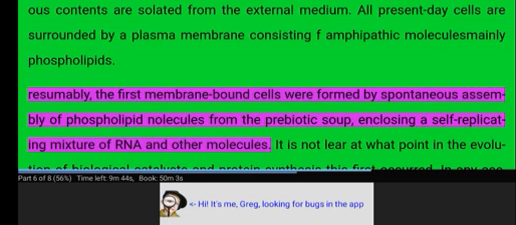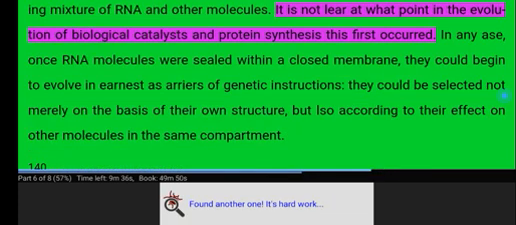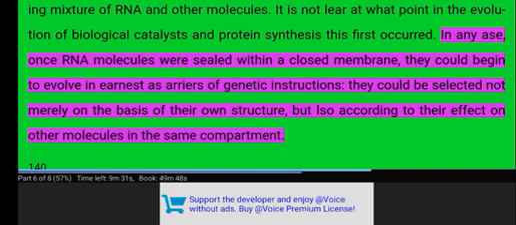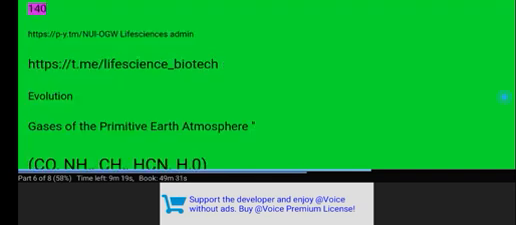Presumably, the first membrane-bound cells were formed by spontaneous assembly of phospholipid molecules from the prebiotic soup, enclosing a self-replicating mixture of RNA and other molecules. It is not clear at what point in the evolution of biological catalysts and protein synthesis this first occurred. In any case, once RNA molecules were sealed within a closed membrane, they could begin to evolve in earnest as carriers of genetic instructions. They could be selected not merely on the basis of their own structure, but also according to their effect on other molecules in the same compartment.